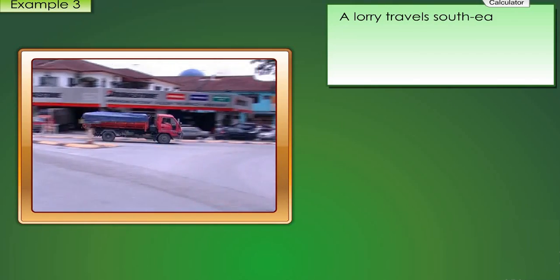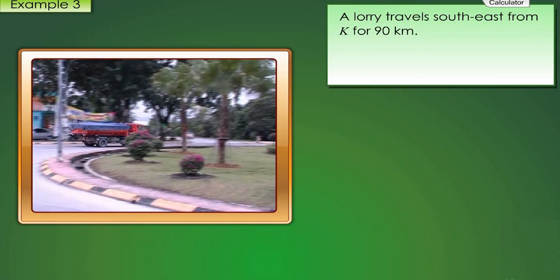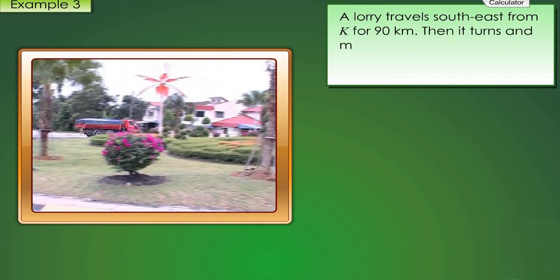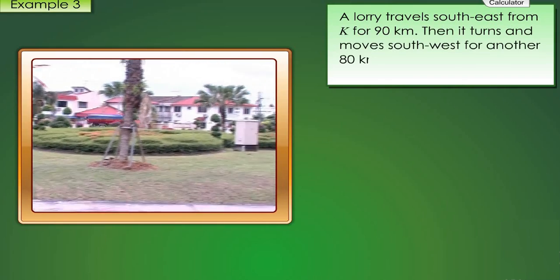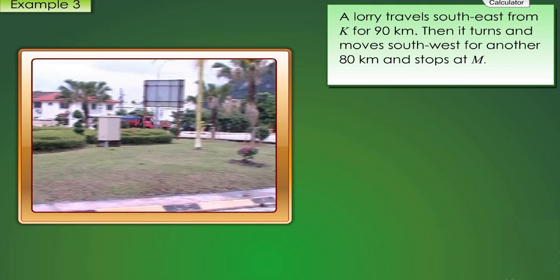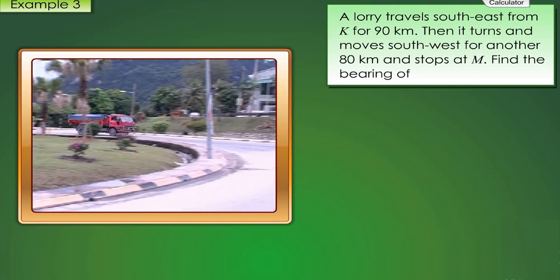Example 3. A lorry travels southeast from K for 90 kilometers. Then it turns and moves southwest for another 80 kilometers and stops at M. Find the bearing of M from K.